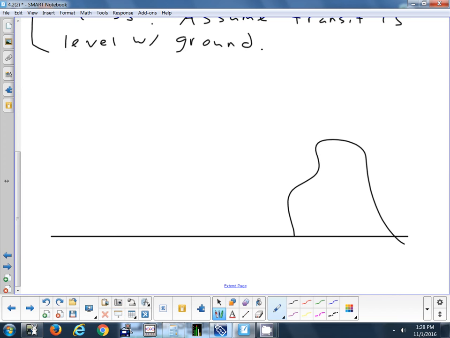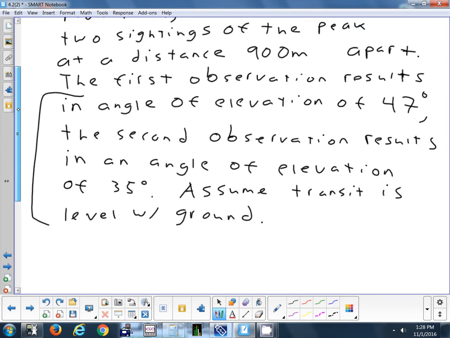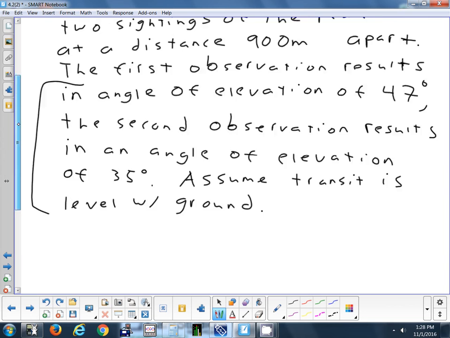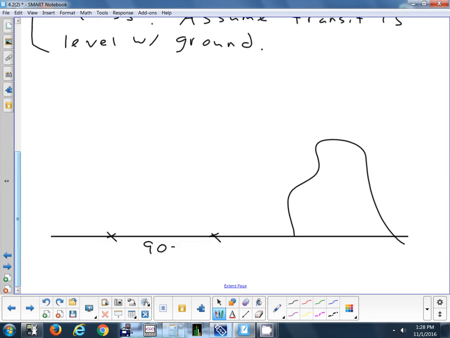And now the surveyor is going to stand at 2 points. We don't know how far he is from the mountain, but we do know how far apart the two sightings are. How far apart are the two sightings? 900 meters. From here to here.